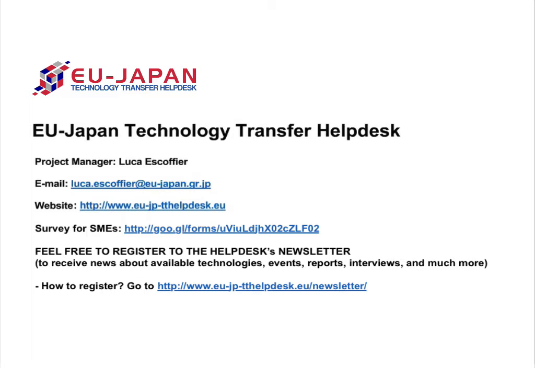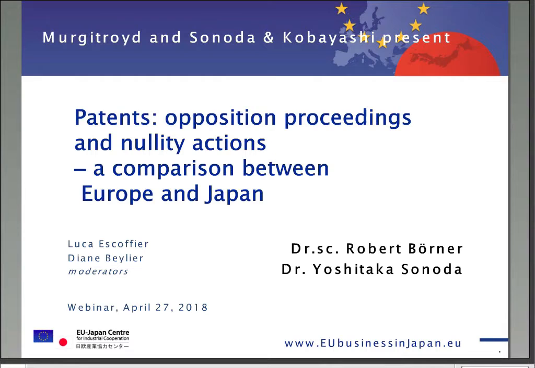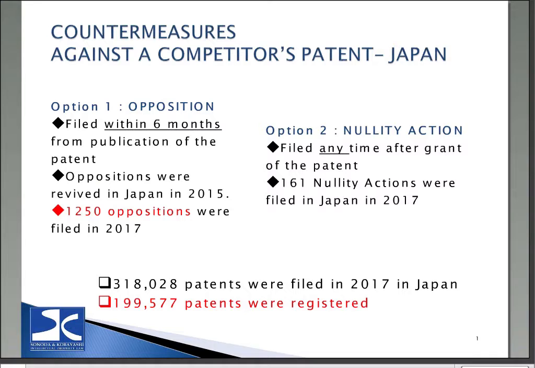Thank you for all joining this webinar today. So we're going to discuss the countermeasures somebody can take against the competitor's patent. As you may know, in Japan as well as in Europe, there are two system principles. One is the opposition and one is the invalidation. So let's discuss these two systems and the differences between the two jurisdictions. So we're going to start with Sonoda-san. Dr. Sonoda, could you please give us some basic facts about these two options in Japan?